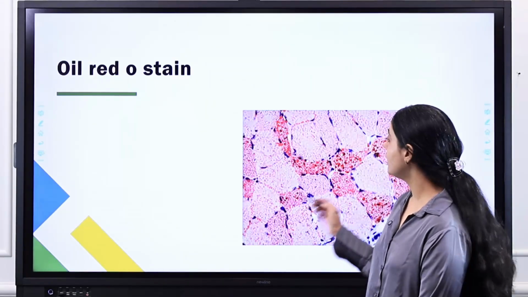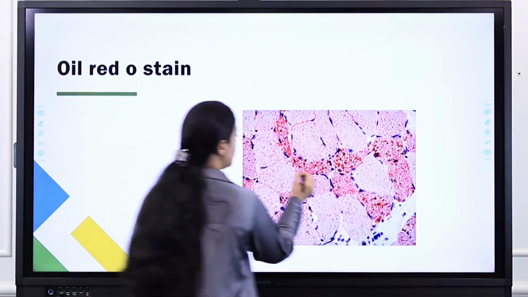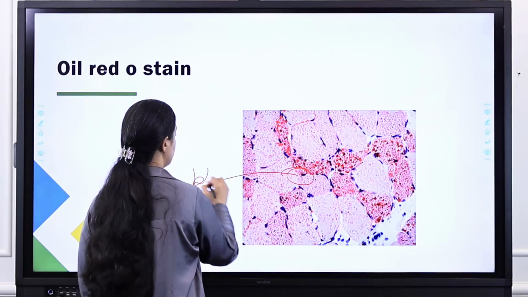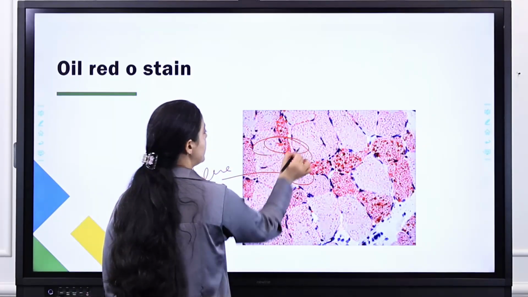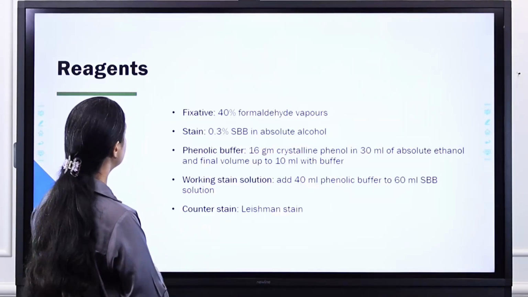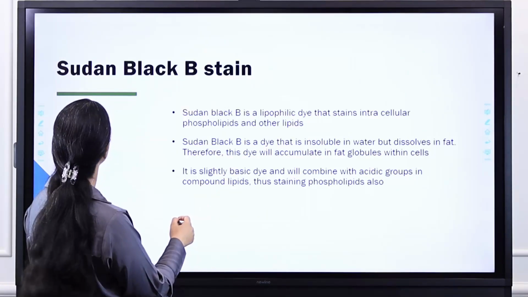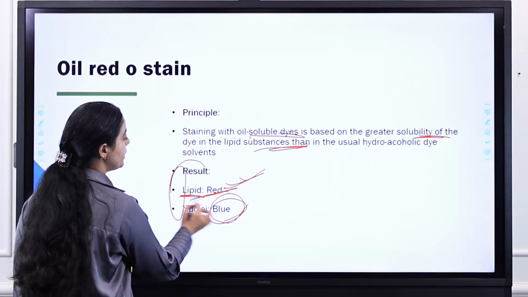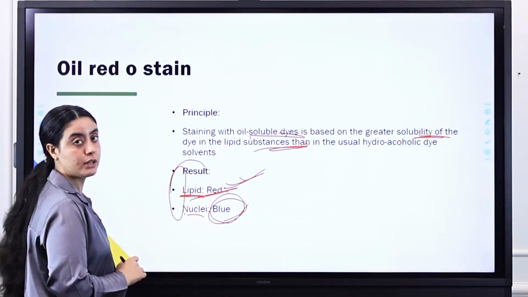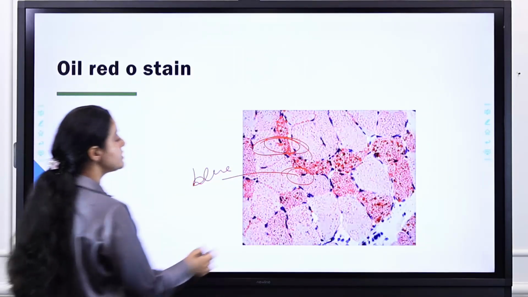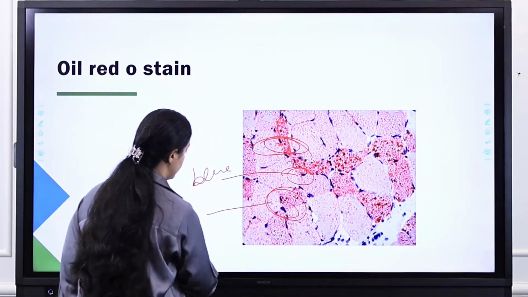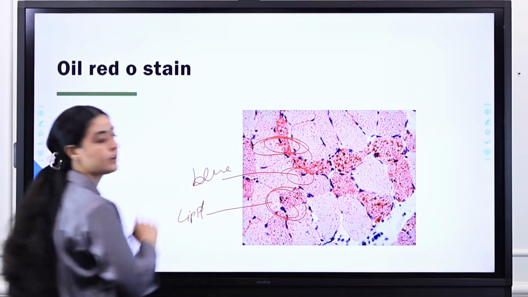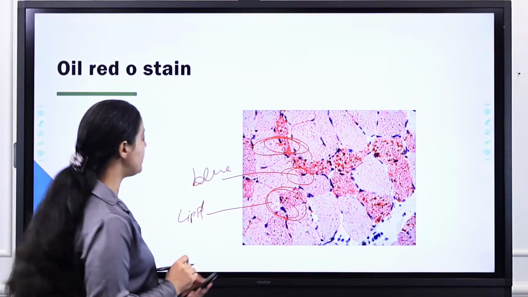Like this you have seen, blue color for the nucleus and red color for lipid. We have read that lipid will be in red color and nucleus will be in blue color. Like this you have seen, all the lipid content will be in the red color. Like this you can observe under the microscope.